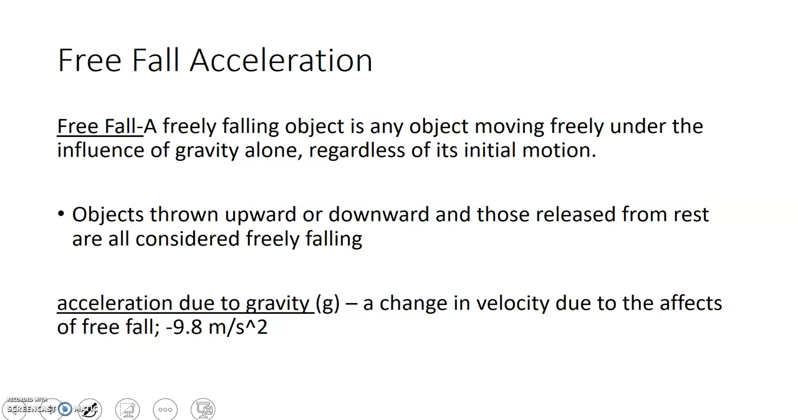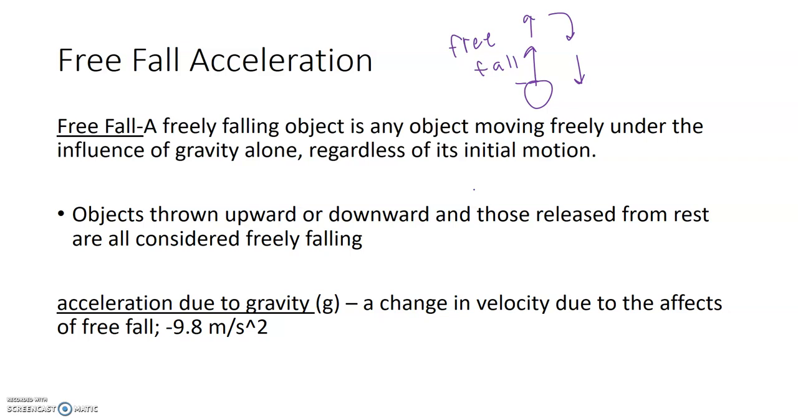An object is in free fall when it is only under the influence of the acceleration due to gravity, or gravity itself. So when you throw a ball up and it comes back down, it's in free fall the moment it leaves your hand. The moment the ball leaves your hand, it's under only the influence of gravity, and this is called free fall. So objects moving upward and downward are both in free fall.